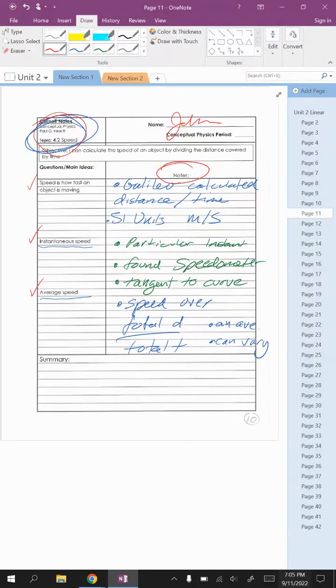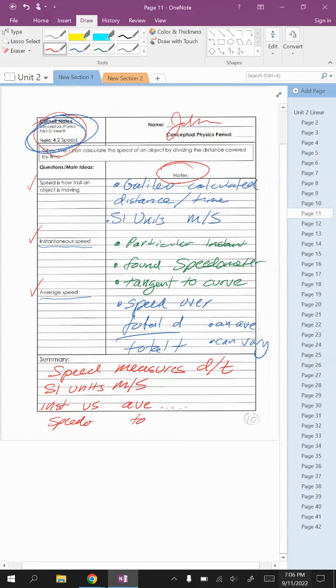And I'll use red. I'm going to go ahead and say the summary is, speed measures distance over time. I'd like to say that the units are meters per second. And I'd like to say instant versus average, and explain a little bit about how there's the speedometer and the total trip.